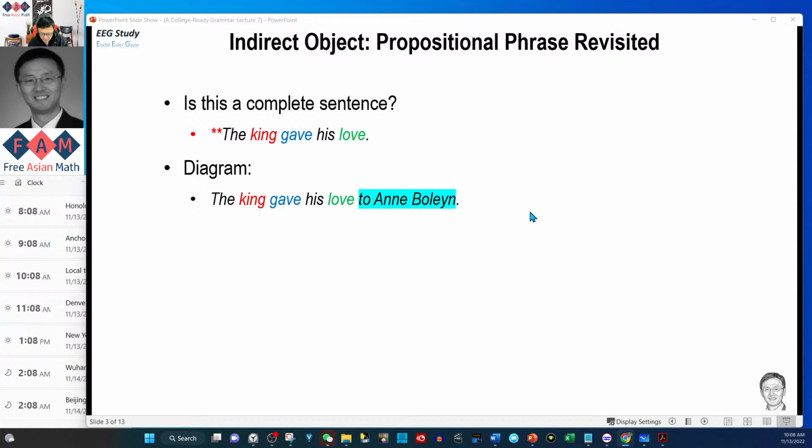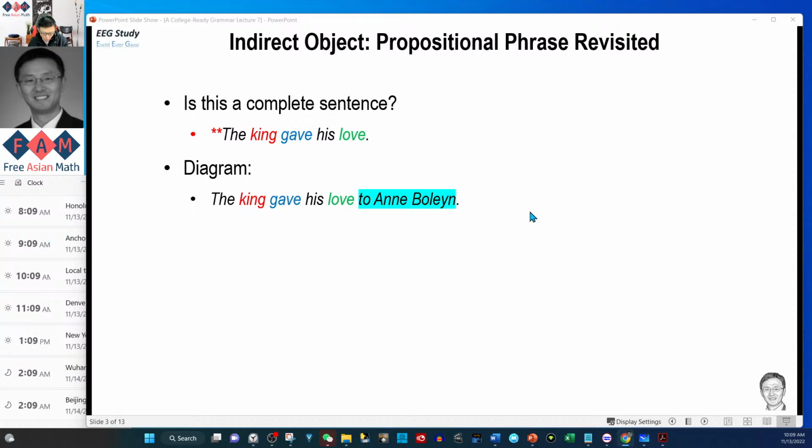It works in the way we use a prepositional phrase, to Anne Boleyn. Grammatically, to Anne Boleyn modifies gave. But logically, Anne Boleyn is a recipient of this object verb. So it seems that we have another object that is associated with this verb, give. And it turns out for this type of verbs, they have two objects.